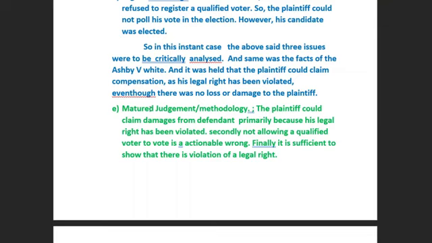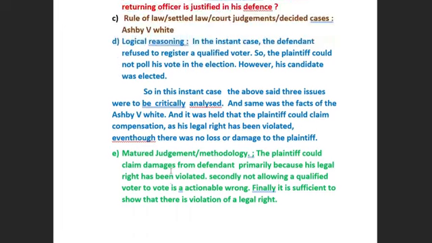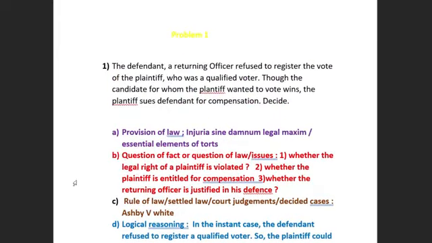So you have to give the reasons. In judgment, you cannot write simply yes or no. You have to write your answers to your judgment, and they should be justified with the reasons. Finally, it is sufficient to show that there is a violation of a legal right. So in this way, you have to write the answer with regard to the problem-based questions.